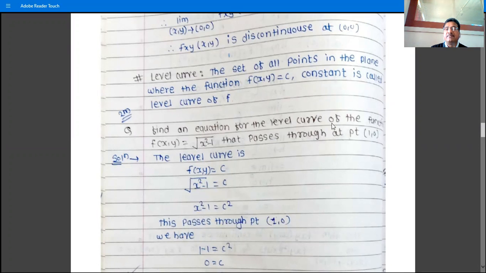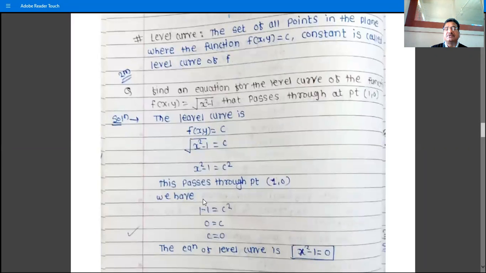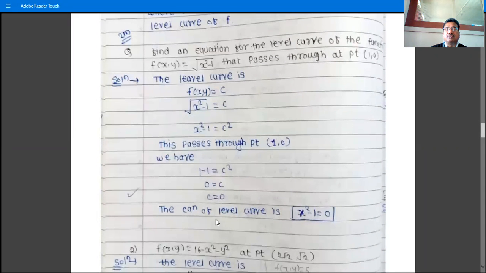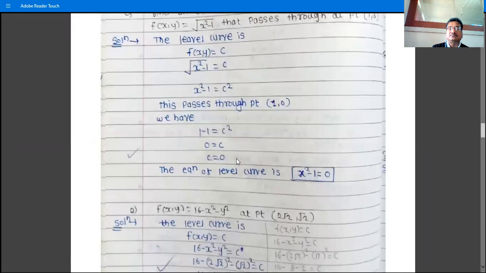1 is equal to c square, and this passes through the point (1, 0), and this gives the value of c. That is, this passes through (1, 0) means substitute x as 1 and y as 0, so we get c is equal to 0, and therefore the level curve is what? x square minus 1 is equal to 0, that is, substitute c as 0.